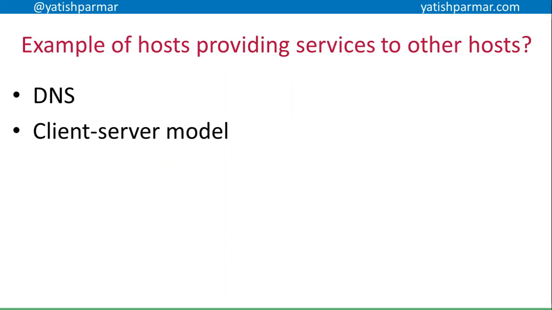So what examples have you got of hosts providing services to other hosts? You've got DNS. For example, if the first server doesn't know, it will go up to the next level to try and find out the IP address of a URL, and go up to the next level, and so on, to the top level to try and determine the IP address of a particular URL. Then in the client server model, we've got lots of clients and servers, which are hosts providing services to other hosts.